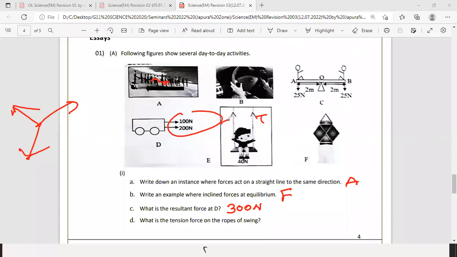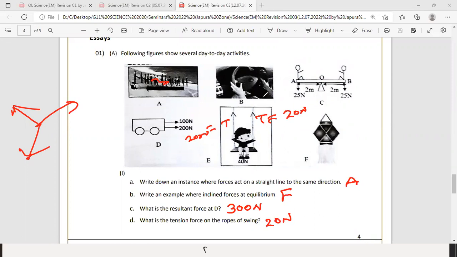Here, this side also there's a tension. This side also there will be a tension. So it gets divided if it is balanced. If they are parallel, this side the tension will be 20 Newton. This side the tension will be 20 Newton. So 40 gets divided among these two equally. So the tension in the ropes of the swing will be 20 Newton.